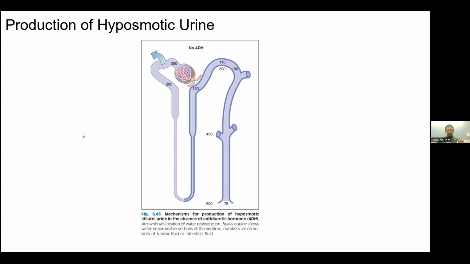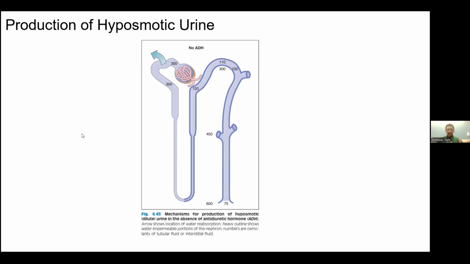Starting from the top, reabsorption in the proximal tubule is not affected by ADH. So in the absence of ADH, fluid is reabsorbed isosmotically, and we have about 300 milliosmoles. In the thick ascending limb of the loop of Henle, sodium chloride is reabsorbed by the sodium-potassium-chloride co-transporter. Water is not reabsorbed because of the impermeability of the segment, and the tubular fluid is diluted. That's how we go from 300 to 120. Note that it is not quite as low as in the presence of ADH, because the dilution step is diminished in the absence of ADH.